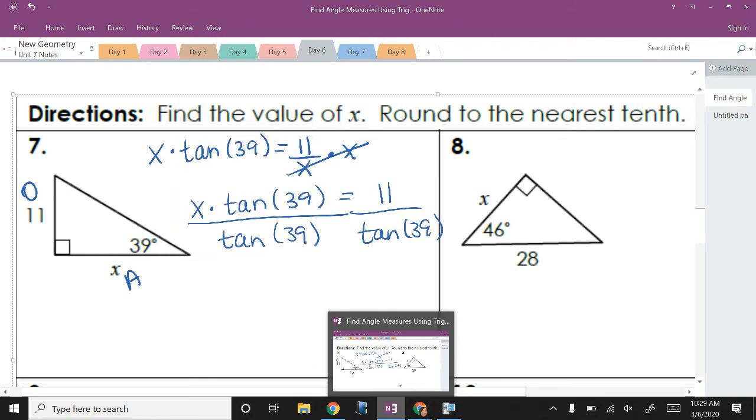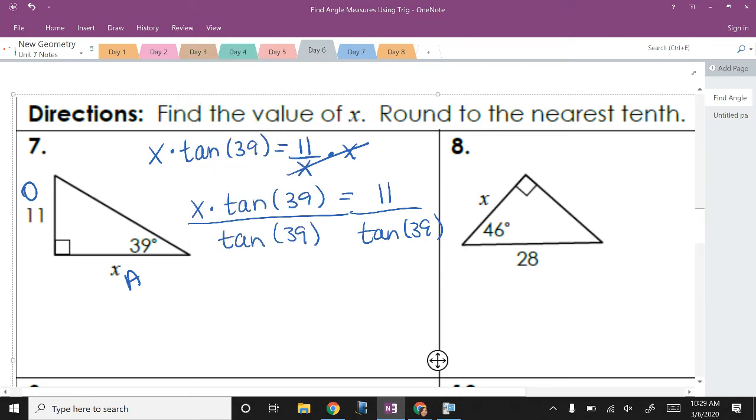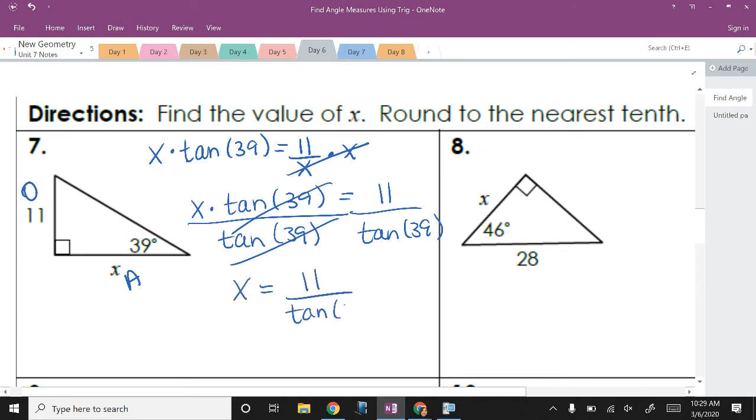I'm getting all this stuff popping up on my screen. Sorry, y'all. So tangent 39 divided by tangent 39 crosses out, and x equals 11 divided by tangent of 39 degrees. After you get x by itself, you can use your calculator. Is everybody okay with how we got x by itself? We multiplied on both sides to get it out of the denominator, and then we divided by tangent of 39 because it was multiplied times our x, and we want x by itself.